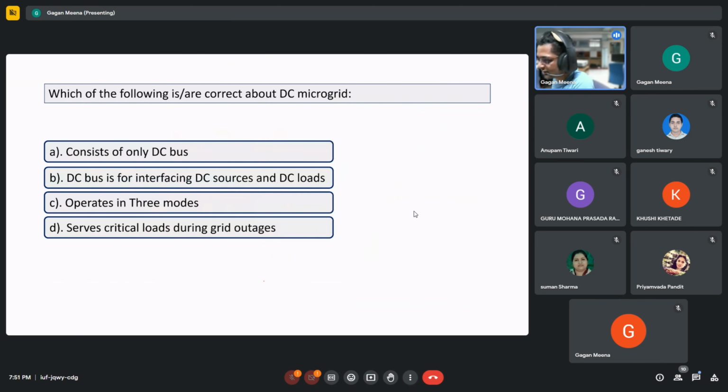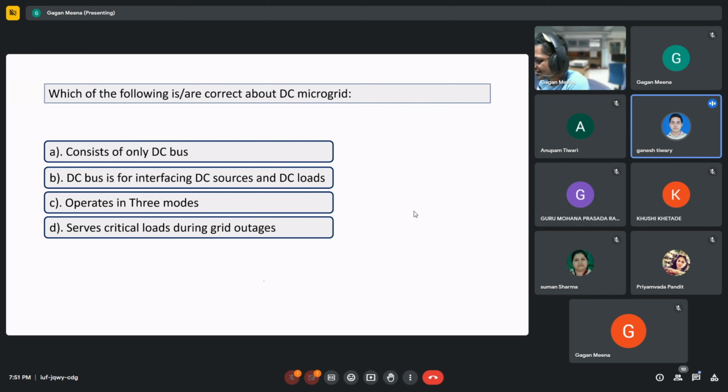Next question: which of the following is/are correct about DC microgrid? First, it consists of only a DC bus, and the DC bus is for interfacing DC sources and DC loads. Then it operates in three modes and serves critical loads during grid outages. B, C, and D. It consists of A, C, and D. B, C, D.